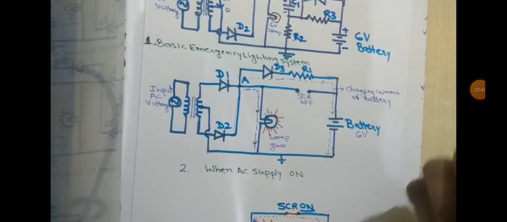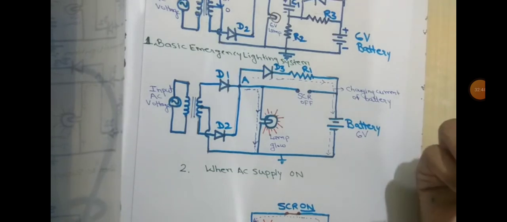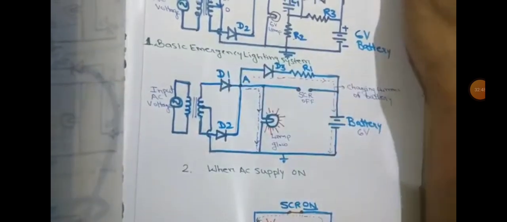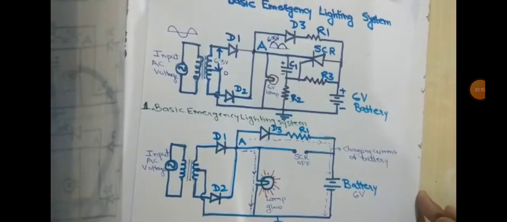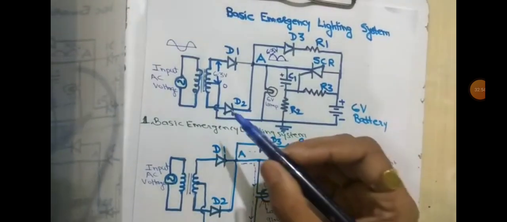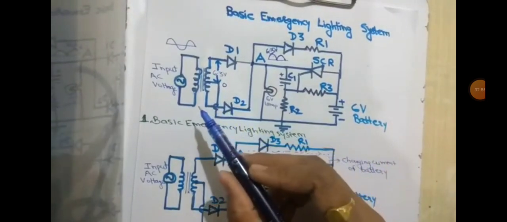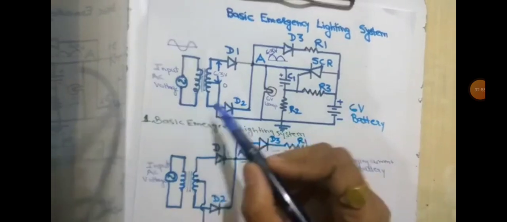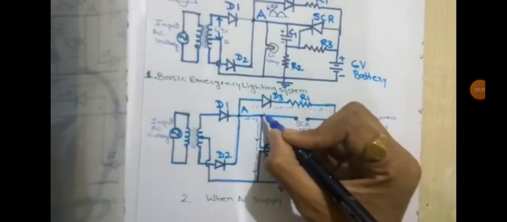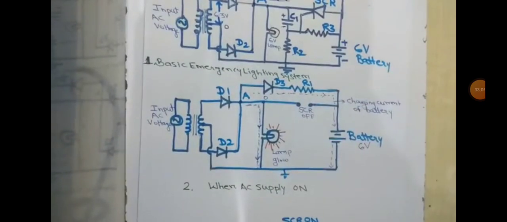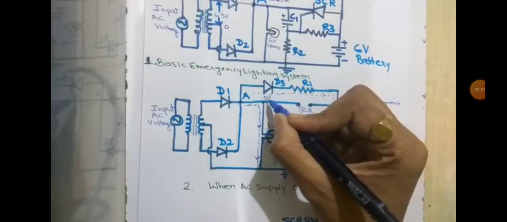Now we have to study the situation: what will happen if there is an emergency failure of the input voltage? What will happen to the circuit? If there is an emergency failure of the input voltage, the output voltage produced at point A is 0, and hence this rectified voltage becomes 0 volt.